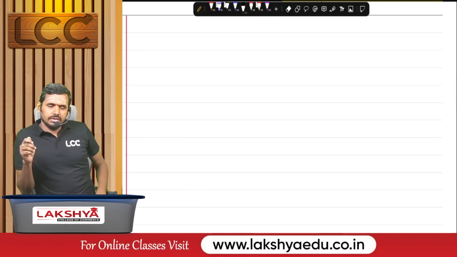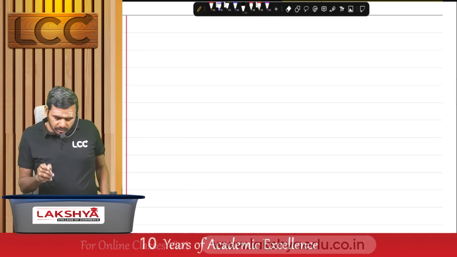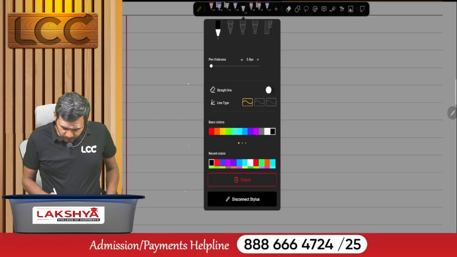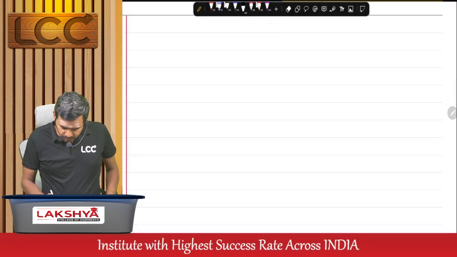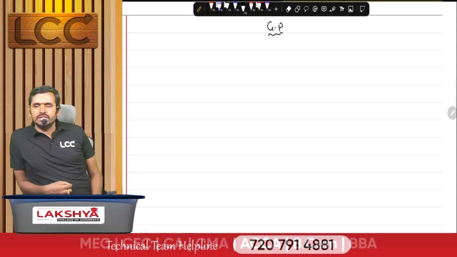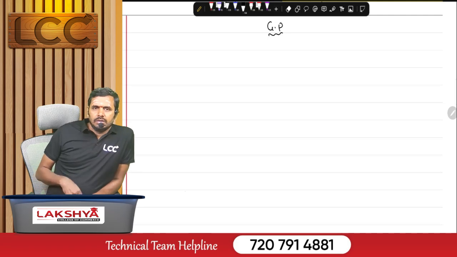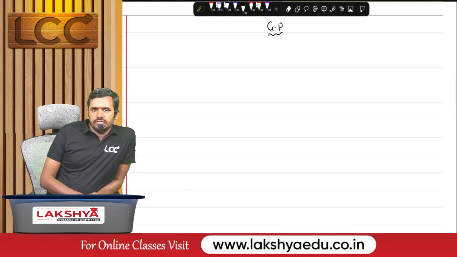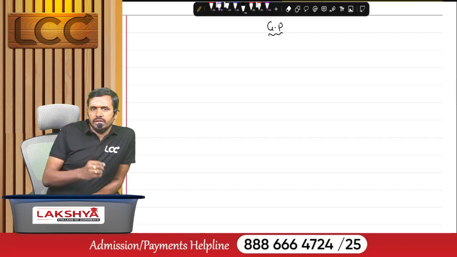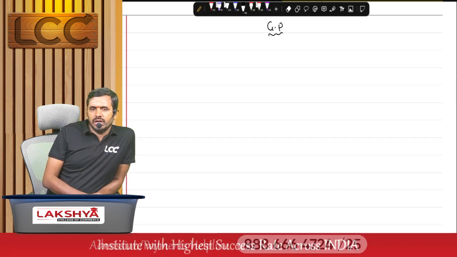Now today we discuss one new topic that is called geometric progression. It is one of the important chapters in CA Foundation Paper 3. See, first, what are the points we discuss in this? First we discuss the definition of geometric progression. Okay, how can we identify whether the given progression is in GP or not?